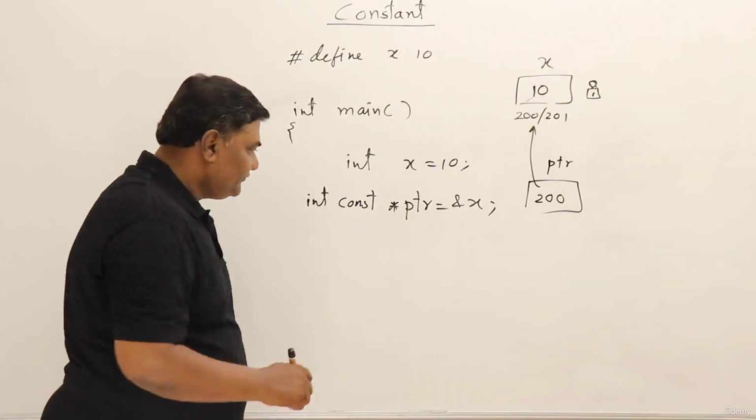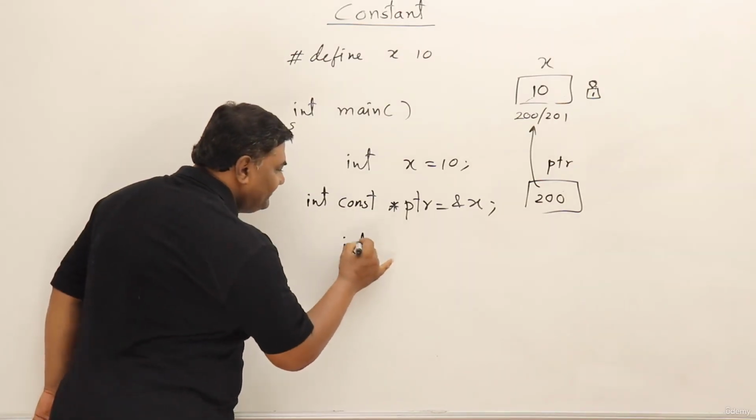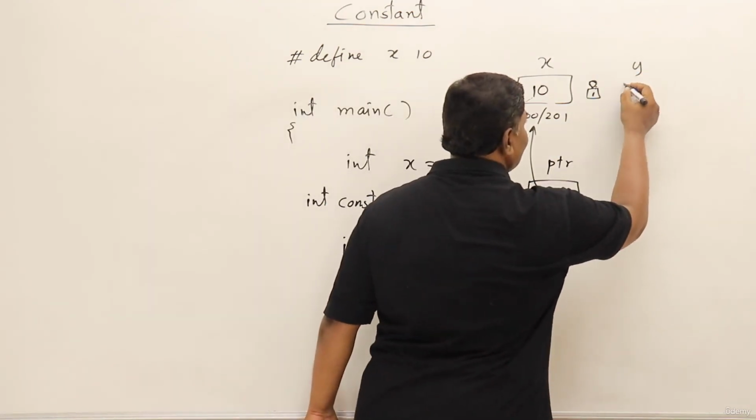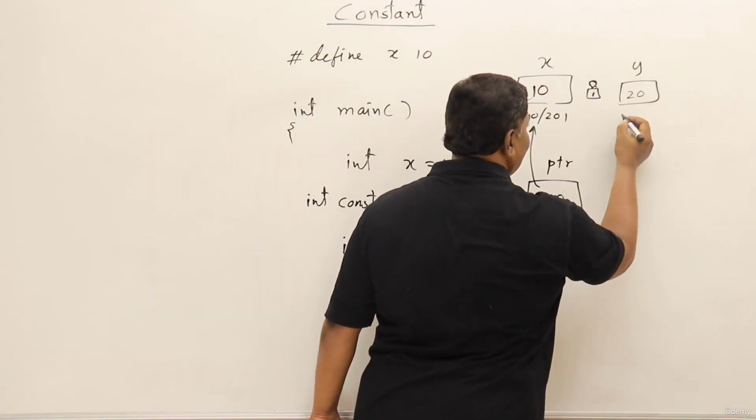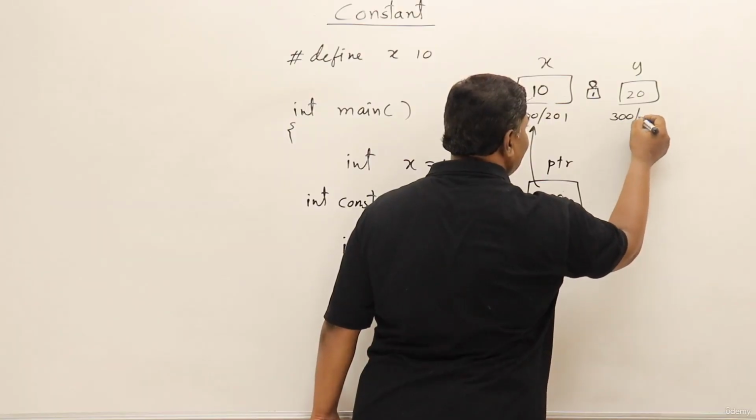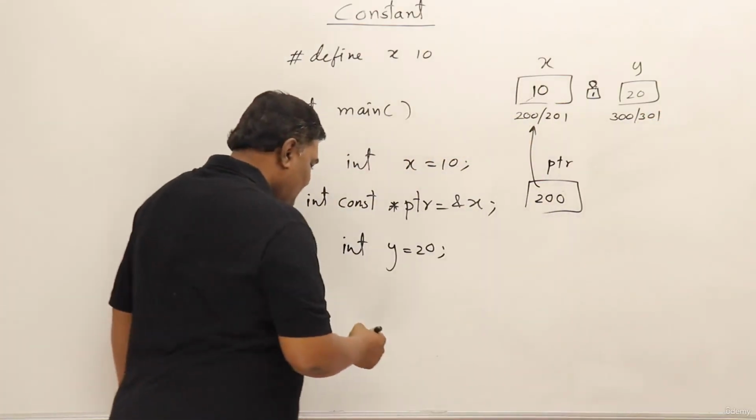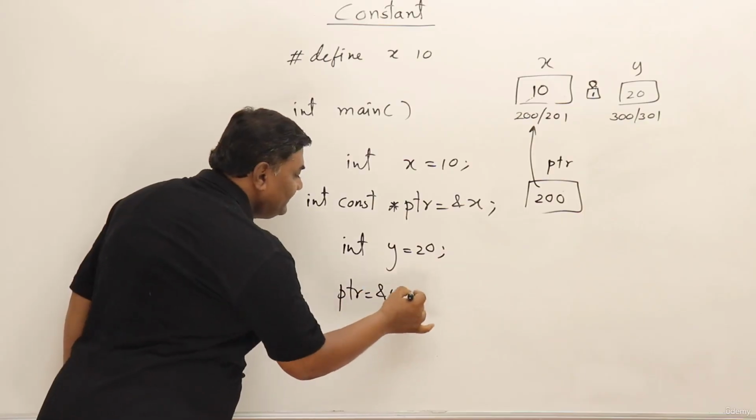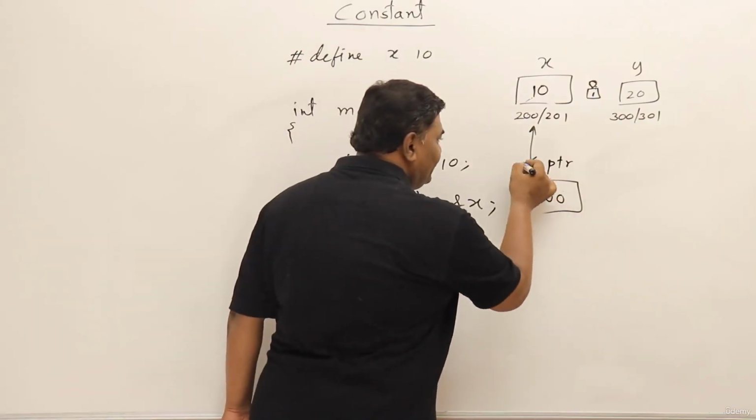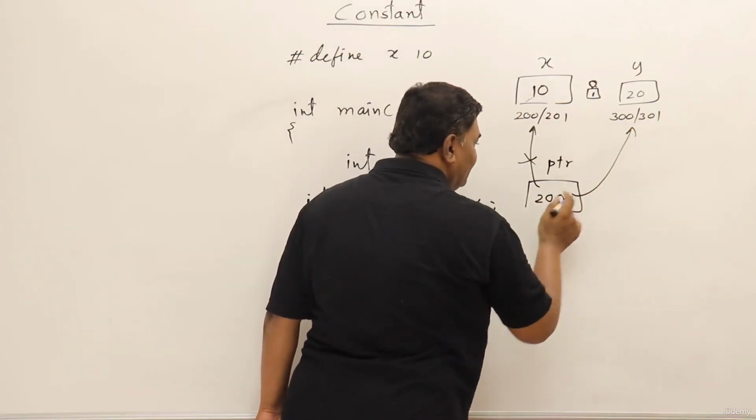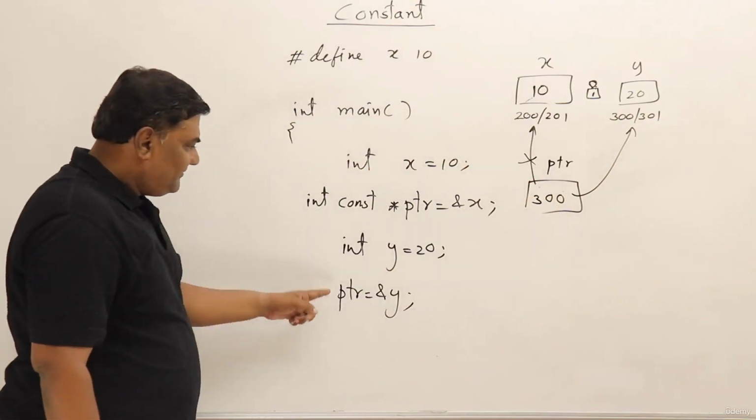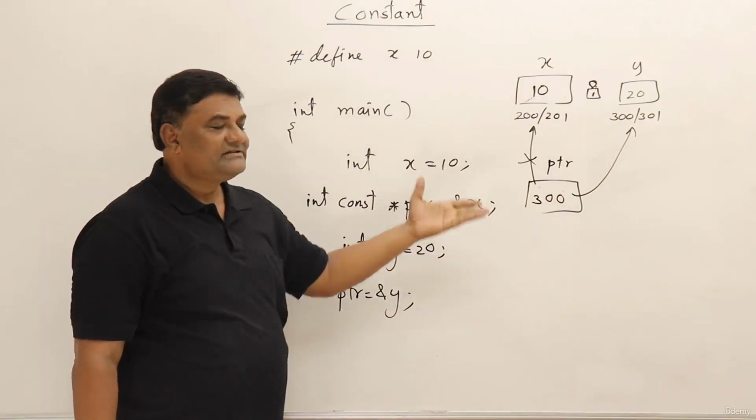Now the next thing I will show you. Suppose I have one more variable y and it's having value 20. So this is also there, which is having value 20. Let us say its address is 300 and 301. Then can I make this pointer ptr point on y? Yes. So it will not be pointing here now. It will be pointing here and it is having value 300. So I am making a pointer point on something else.